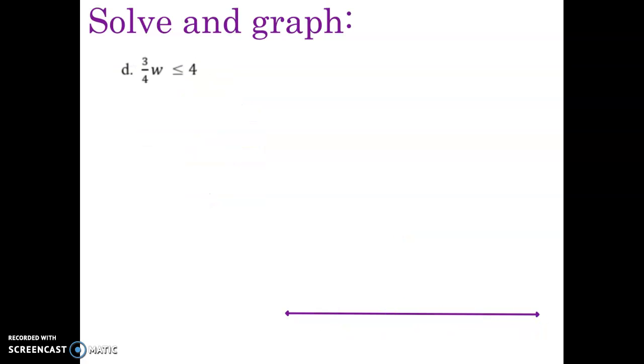All right, this time we've got a fraction. Do you guys remember how we solved these with the equations? We practiced this in class, where you multiply both sides by the denominator. So those 4's are going to cancel out. 3w, 4 times 4 is 16. So 3w is less than or equal to 16. Let's divide by 3. 3's cancel.